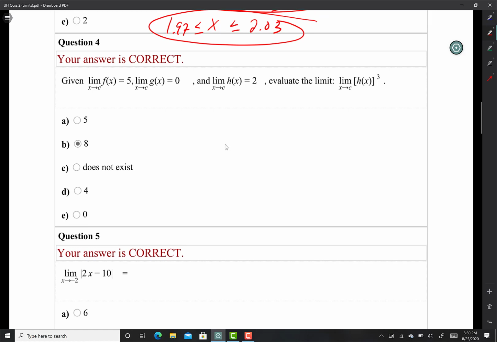So this one here, we're just using properties. Evaluate the limit of x approaches c of h of x. I look for h of x. This is the only one that has h of x. It has a 2 on it. So I can just do 2 to the 3rd power, and that's 8.